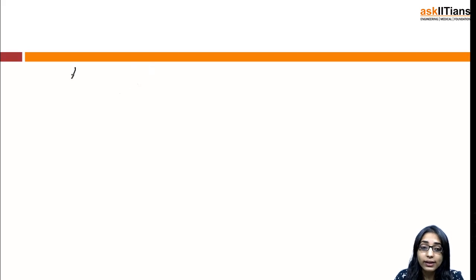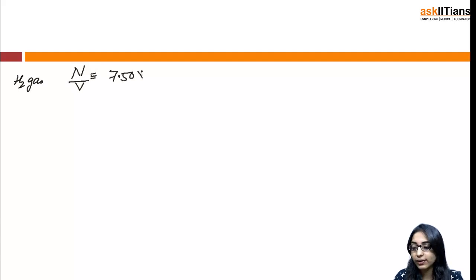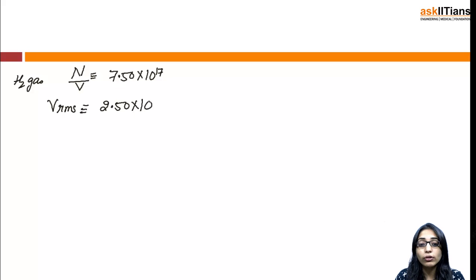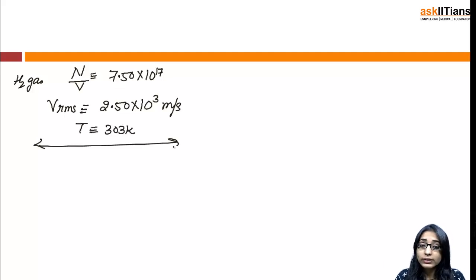We very easily know that the number of molecules per unit volume for hydrogen gas in this case is given to be 7.50 into 10 raised to the power 17. Moreover, the VRMS is also given to be 2.50 into 10 raised to the power 3 meters per second. See, I have converted the kilometers into meters. Now the temperature is given to be 303 Kelvin. So since all these things are given to us, let me first begin with the first part. We have to find the average kinetic or translational kinetic energy.